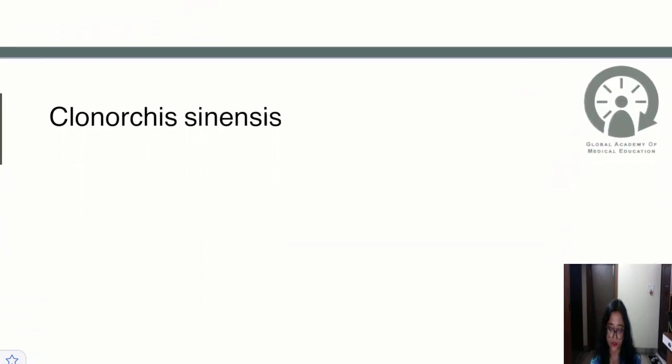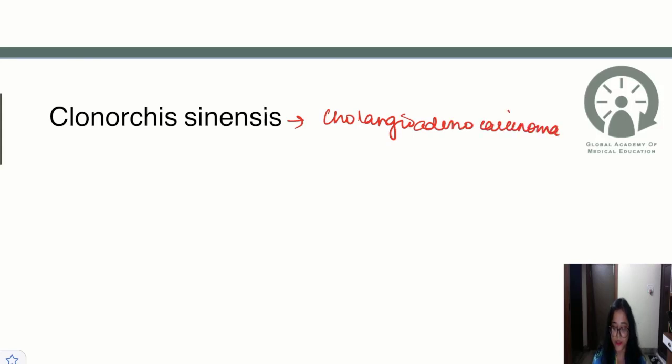Here the last question we had was about the malignancy associated with which parasite, and the answer was Clonorchis sinensis, which is associated with cholangioadenocarcinoma. Another option was about Schistosoma. So we know that Schistosoma haematobium causes bladder carcinoma. So if they had asked for the parasite associated with cholangioadenocarcinoma, the answer would have been Clonorchis sinensis.